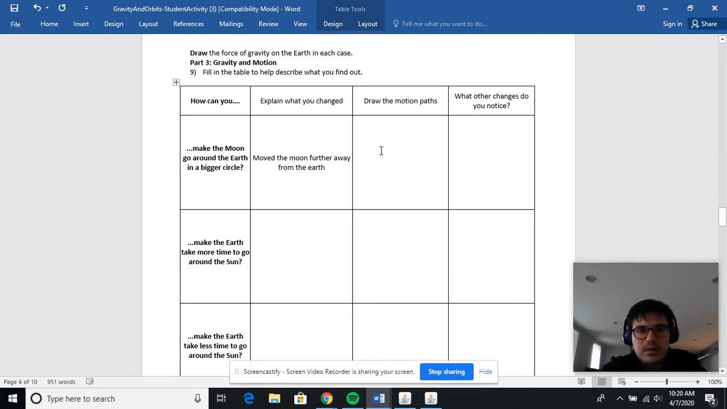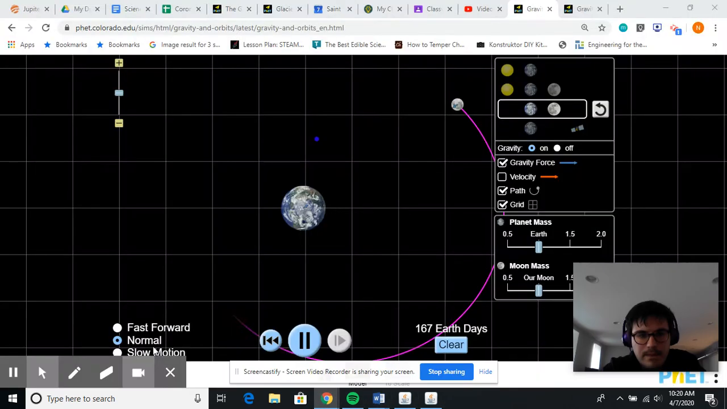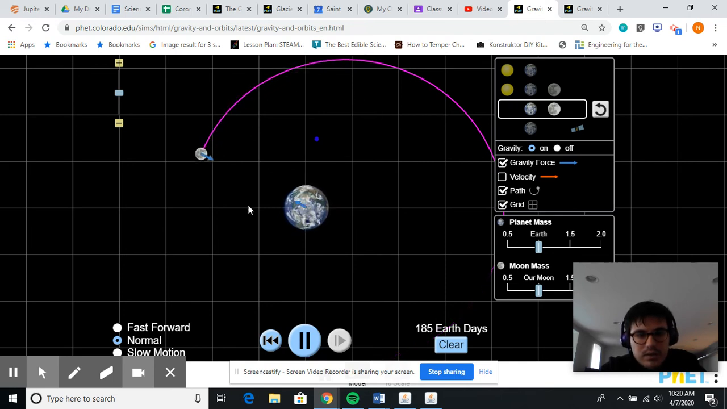What you're going to do here is draw a little diagram of the Earth and the moon going around it. What other changes did we notice? Well, I noticed that it's moving a lot slower.